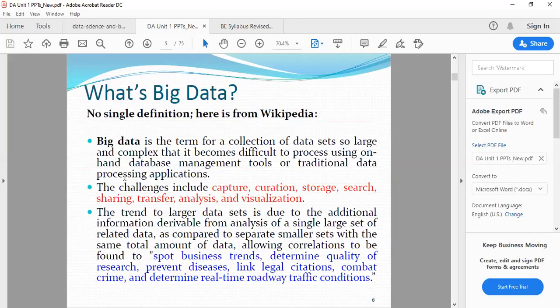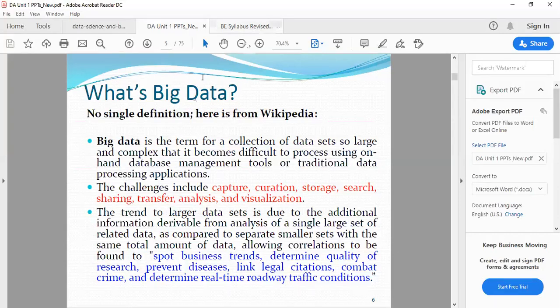First point is, what is big data? There are so many definitions of big data. Here is one from Wikipedia. Big data is the term for a collection of data sets so large and complex that it becomes difficult to process using on-hand database management tools or traditional data processing applications. Means big data is the collection of large data sets which is not possible to process or analyze using traditional database management tools. Okay, this is the definition of big data.